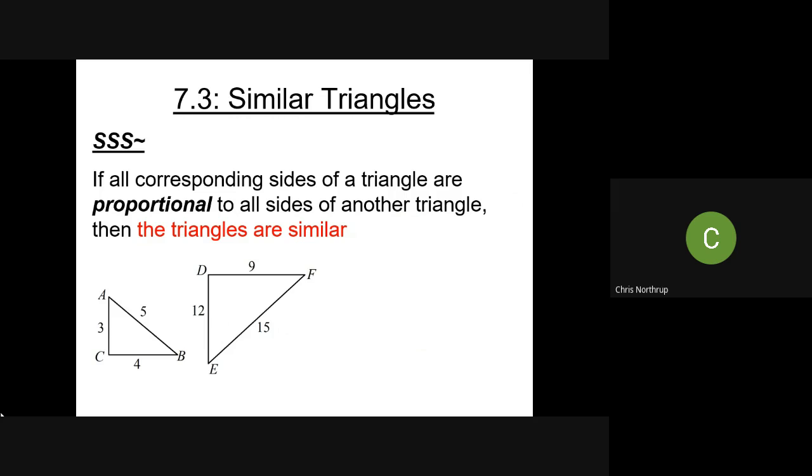So let's see, 3 to 9, that's 1 over 3. 5 to 15 is 1 over 3, and 4 to 12 is 1 over 3. So small to small equals big to big equals medium to medium. That is enough to say that the triangles are similar. So those are the 3 shortcuts that we're going to use in this chapter for similarity.